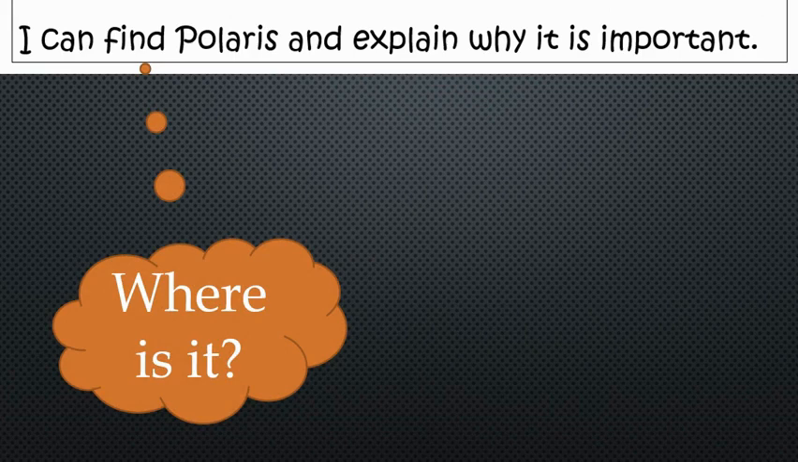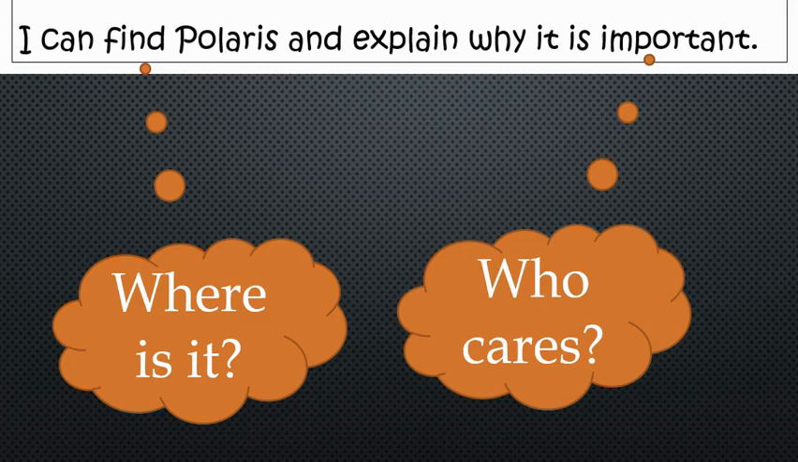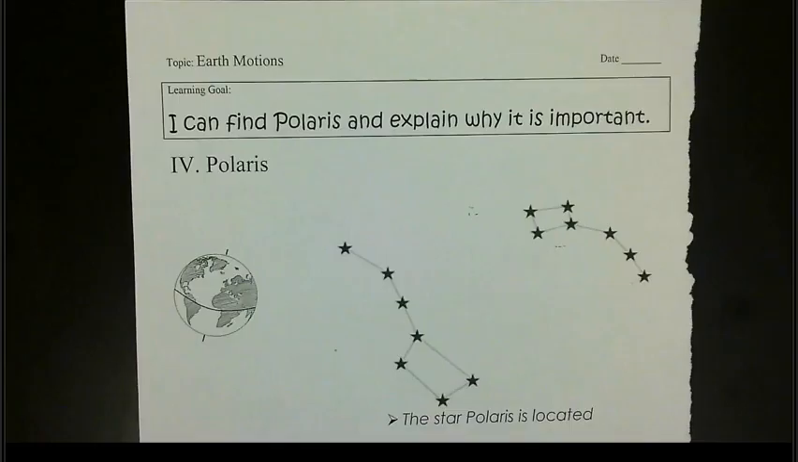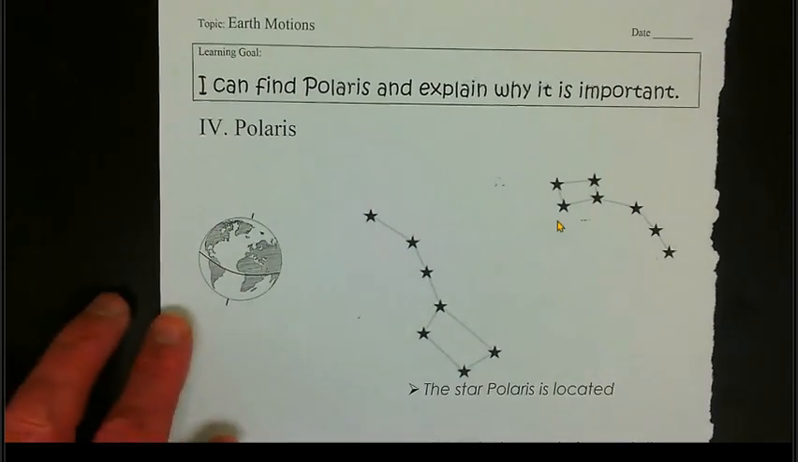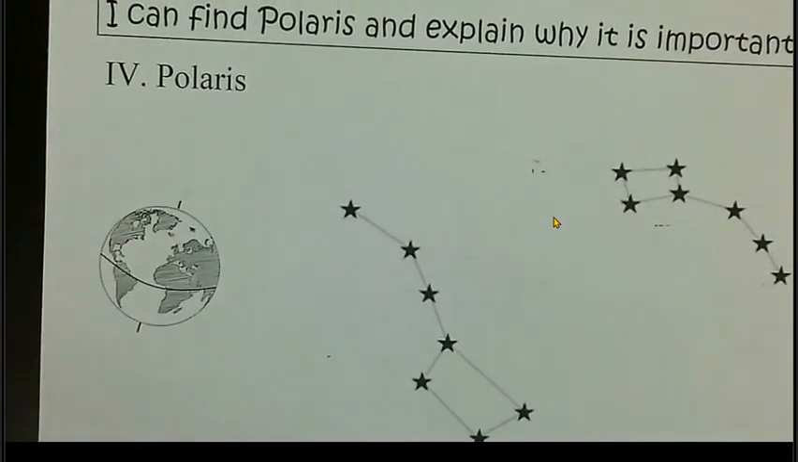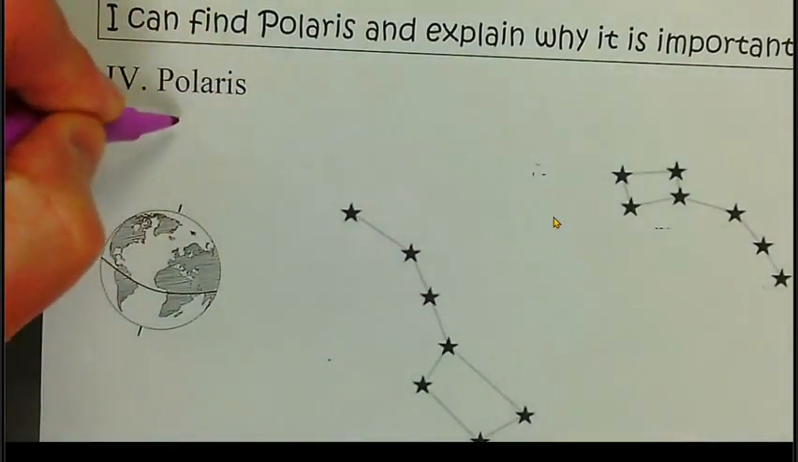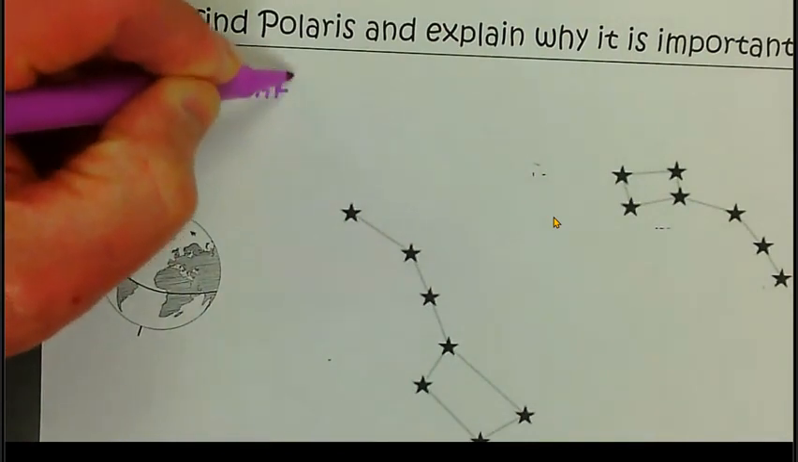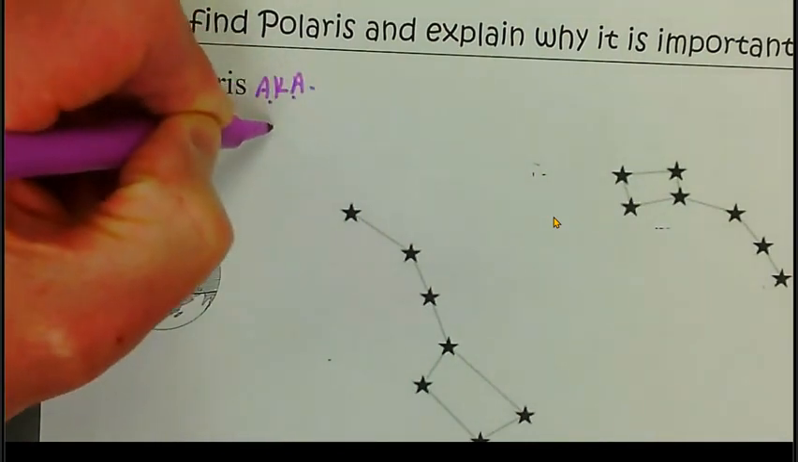And there's two things you're going to be able to do. You're going to be able to find where is Polaris, and then also talk about who cares about Polaris. Why is it important? So two things we're going to answer: where it is and who cares. But let's start off by getting our information about the other name. So we have Polaris. This is our notes, page 17. And Polaris is also known as the North Star.